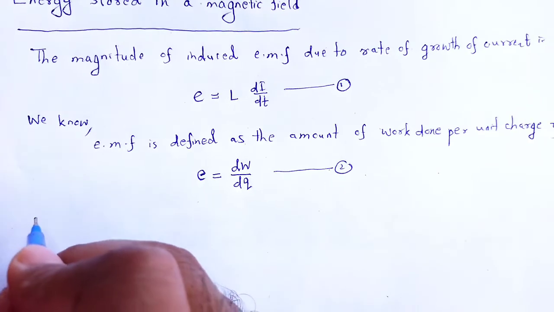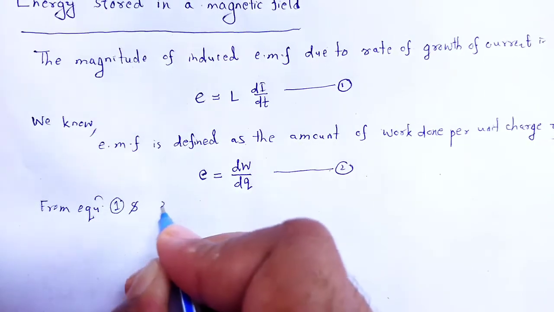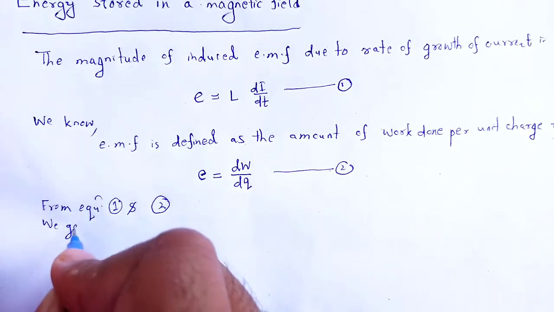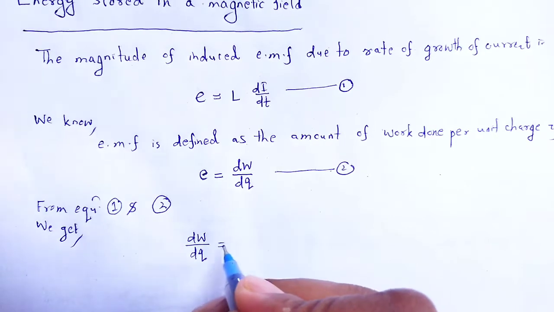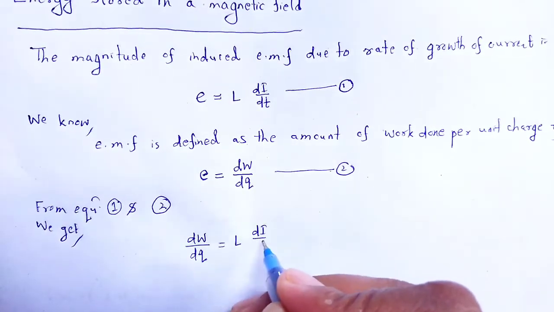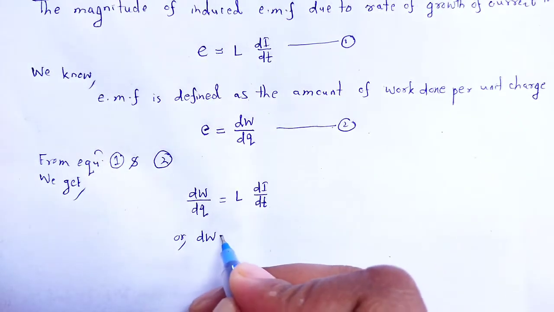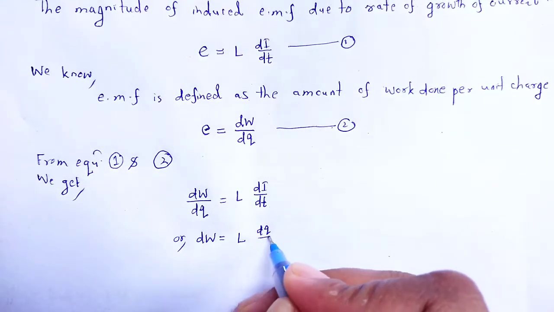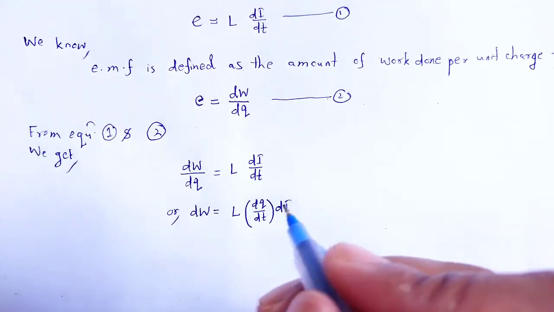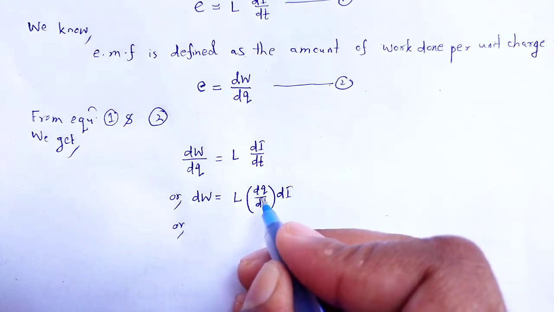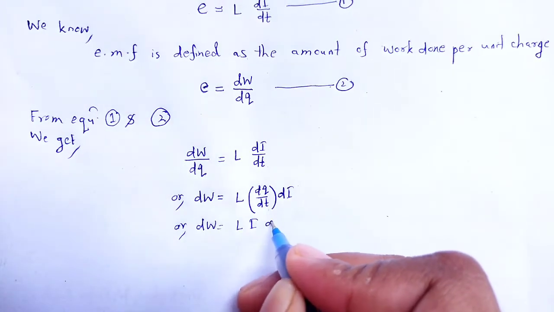Hence from equation 1 and 2, we get dW by dq is equal to L di by dt, or dW is equal to L dq by dt into di. dq by dt is the current, the rate of change of charge, so dW is equal to L I di.